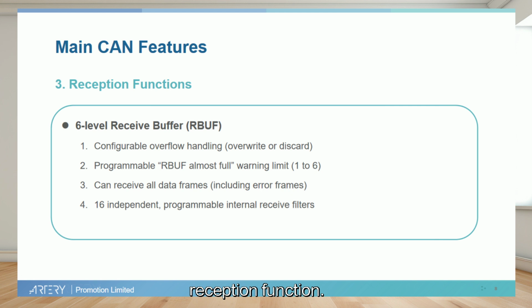Third, reception function. It has a 6-level receiver buffer. Overflow mode is configurable. RBUF almost full warning is issued in case of overflow. All data frames, including error frames, can be received. It also comes with 16 separate programmable internal receive filters.